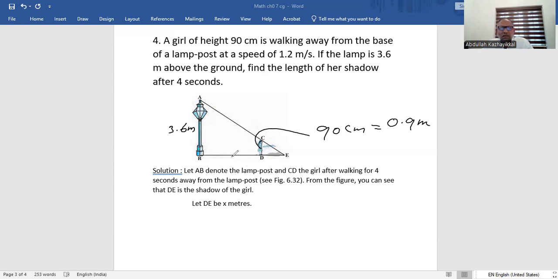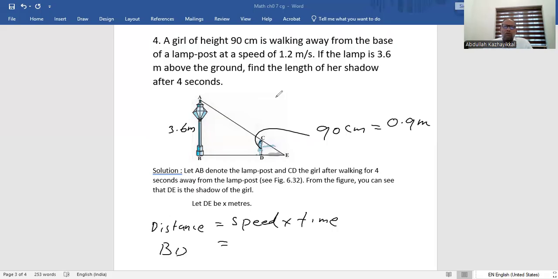She is here, so this distance BD we need. But the length is not given. Before that, the speed is given, so we can find the distance using the formula: distance is equal to speed into time. So what is the distance? BD is the distance after 4 seconds.